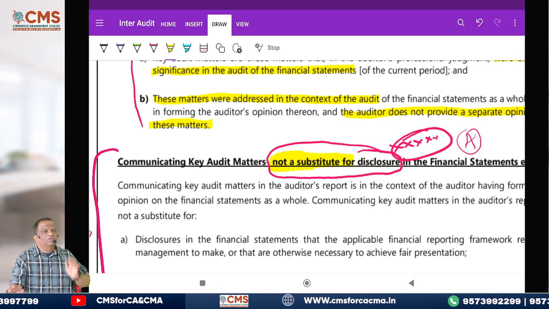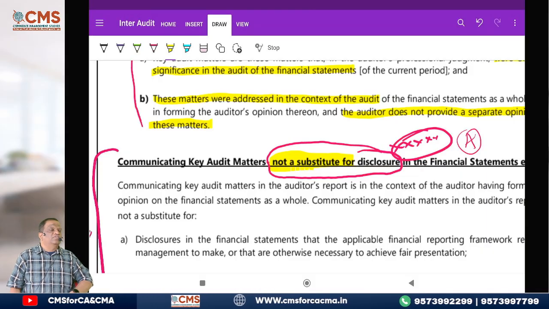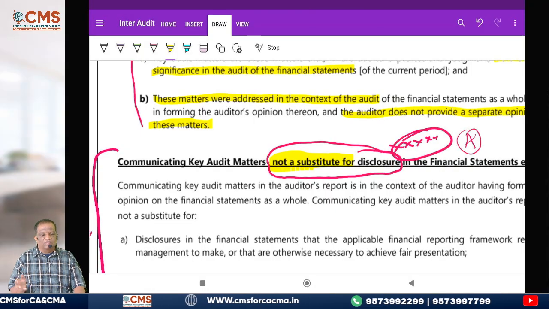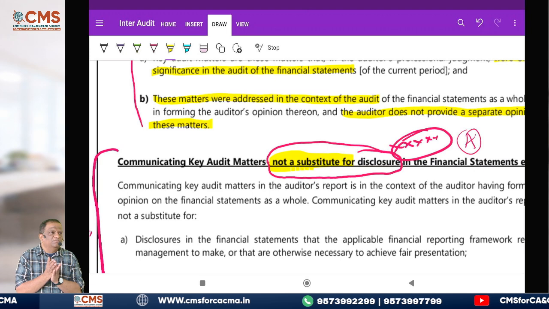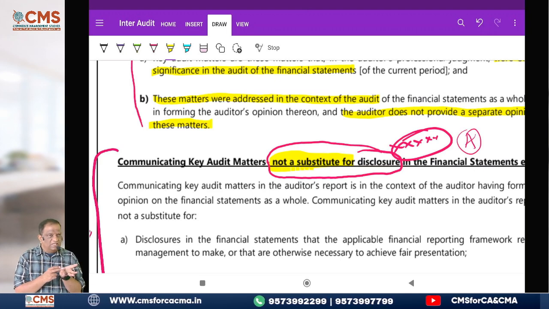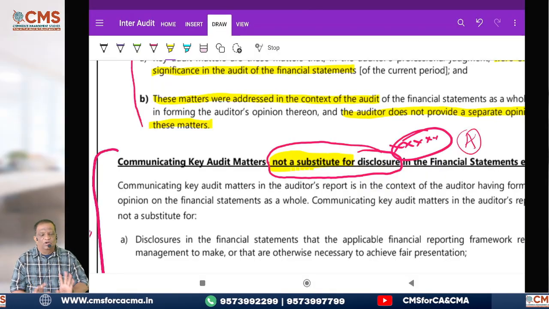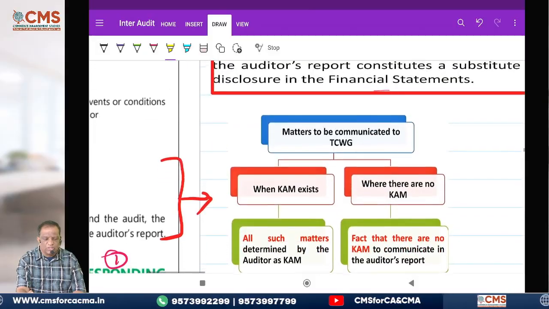Good. Now EOM is about what is already disclosed in the financials, and OM is about something which is not disclosed in the financials. Now again I will come back. KAM is not a substitute for four items: disclosure in the financials, modified opinion, SA 570, and not an opinion on the individual matters. Good. So with this, that is over.